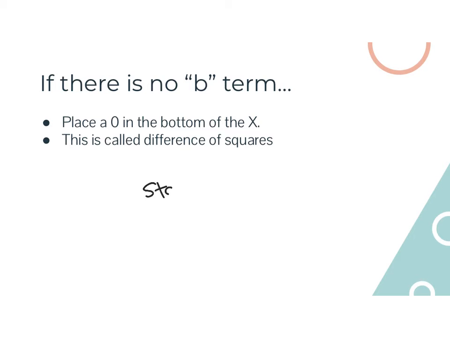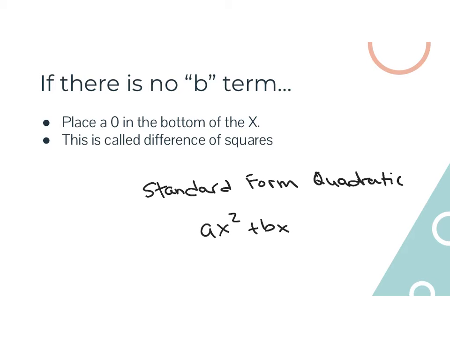Our standard form of a quadratic looks like this. So we're talking about these quadratic expressions. The standard form of a quadratic expression looks like this: ax squared plus bx plus c, where the a term is always with the x squared, the b term is always with the x to the first, and the c term is always the constant, okay?